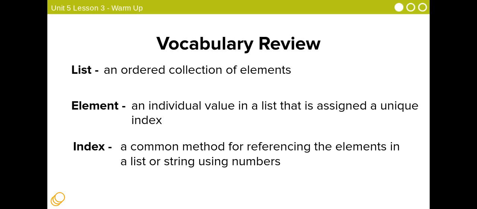To warm up, let's review our common vocabulary. A list is just a collection of elements. An element is an individual item in a list, and it has a specific spot called an index.